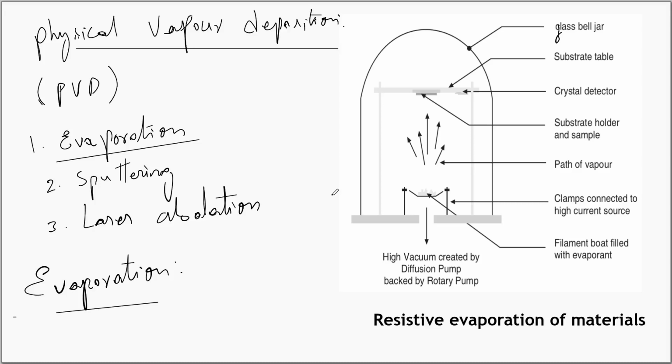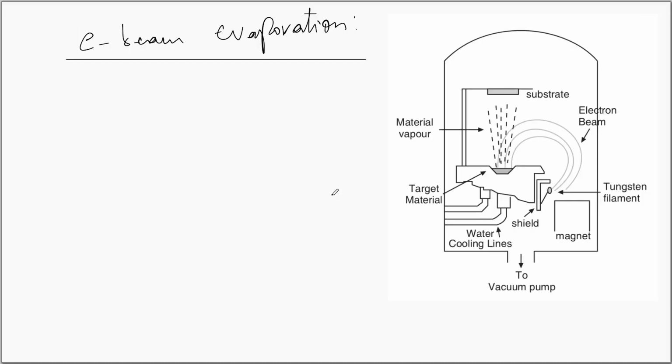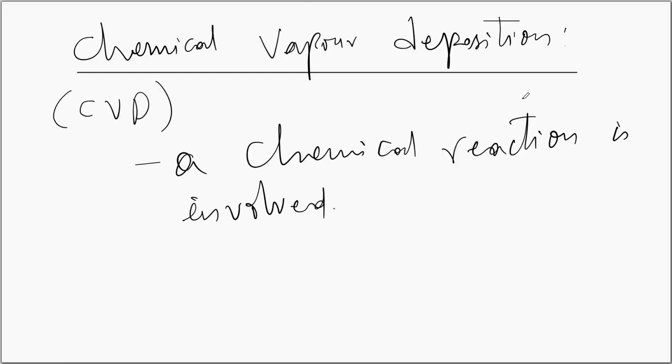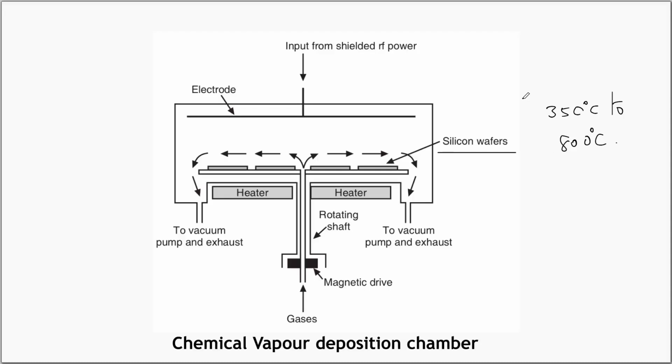The resistive evaporation method, where a filament boat is filled with the evaporant and the filament is supplied with external electrical energy, because of which the material would evaporate. The second method we have discussed is E-beam evaporation, where a beam of electrons bombards the target material to develop the material vapor. This vapor deposits on the substrate to develop the multi-layer nanostructures. We have also seen the chemical vapor deposition method. We have said a chemical vapor deposition method involves a chemical reaction. We have seen the chemical vapor deposition chamber.